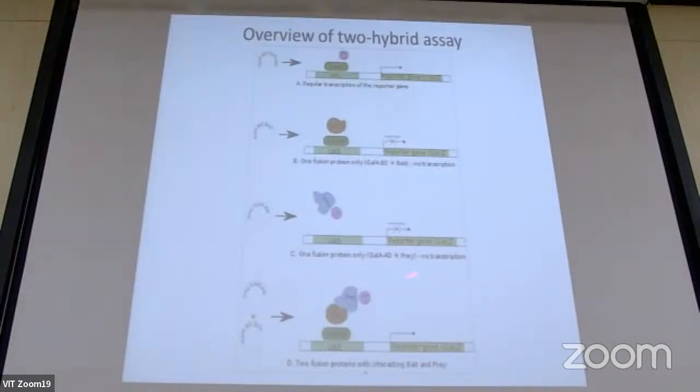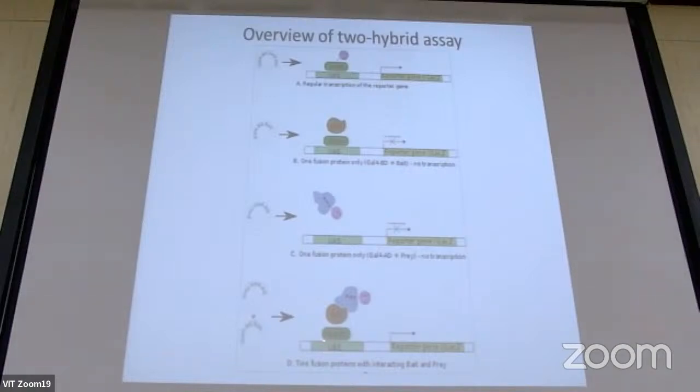Now come here, the third panel. You have the upstream activation signal. The BD itself is not recognizing the UAS because of some technical errors. So the activation domain will look for the binding domain. It is not there. The first step itself is a failure. So the expression would not happen. The last one is going to be a successful one.